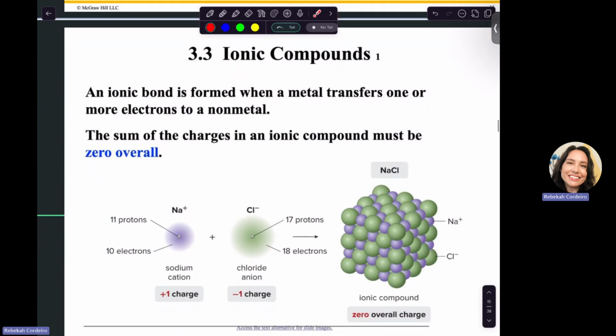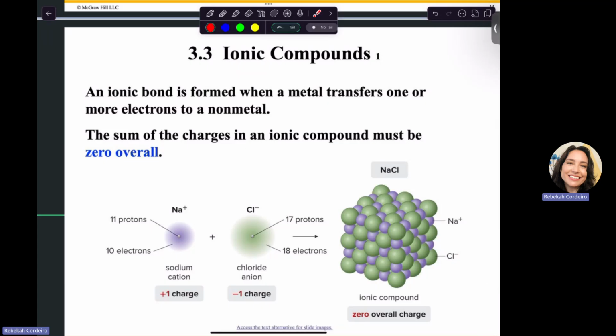Ionic compounds are formed when you have that transfer of electrons, you get a cation and an anion. And so we're going to look at how that happens and then write some formulas out. We'll practice this a lot in class throughout the next several classes in the next week or so. So just take your time with it. But basically, the rule is we want the sum of the charges in that compound to be 0 overall.